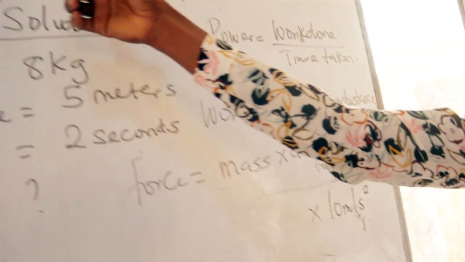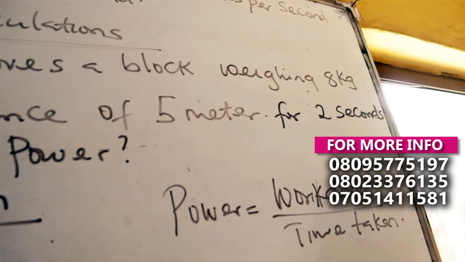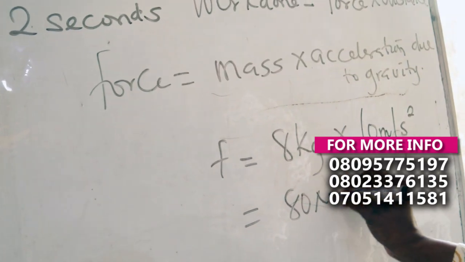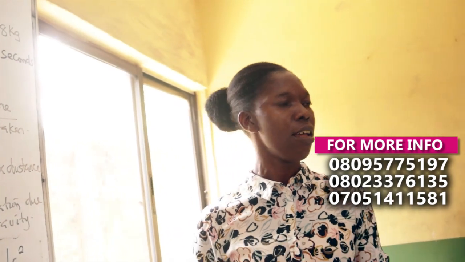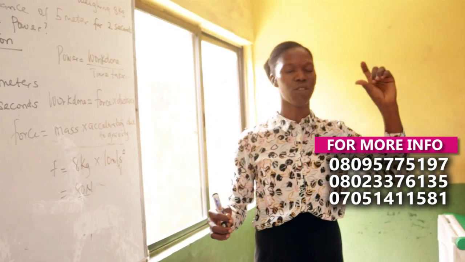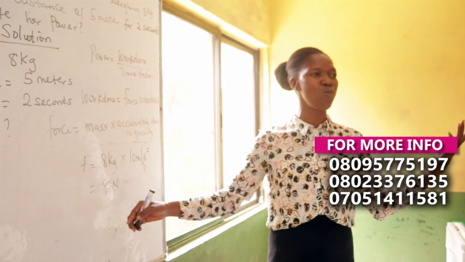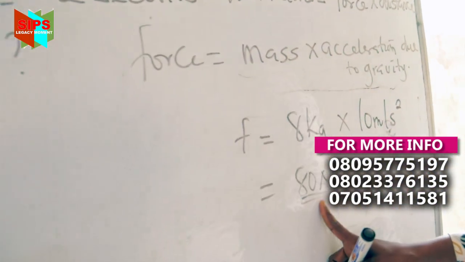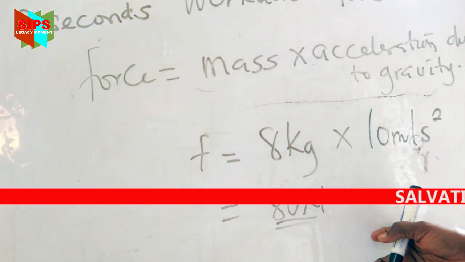And the mass given from the question is 8 kg. So that makes force 80 Newton. Remember, we talked about SI units. For every science calculation, what defines what you are talking about is the SI unit. So if you don't write the SI unit, it's assumed to be anything. But because we are calculating force, the SI unit for this is what? Newton. Now we'll proceed to calculate for work done.